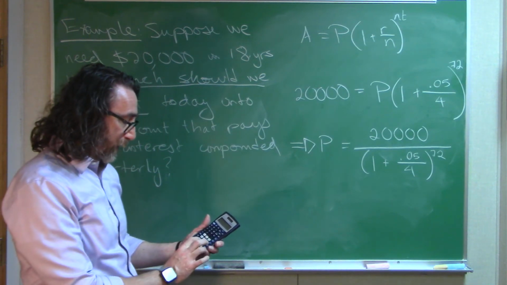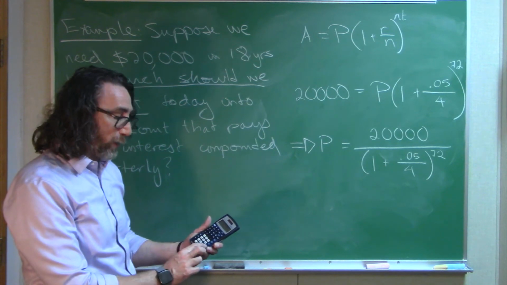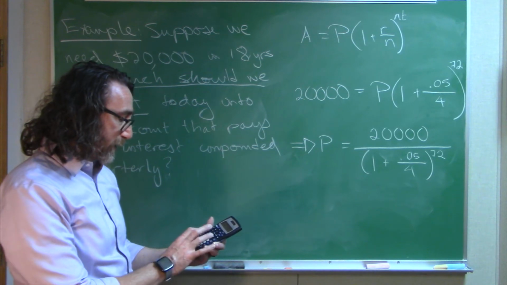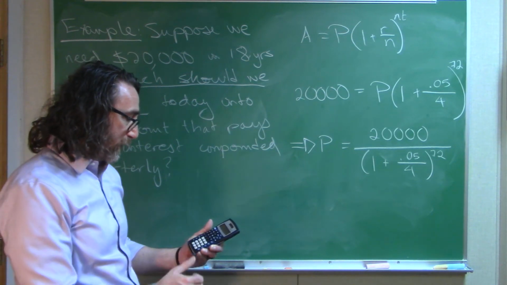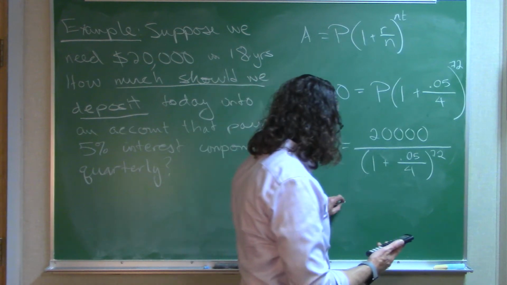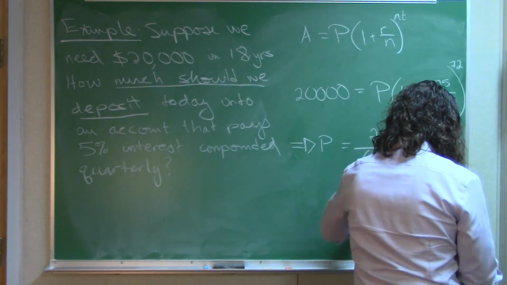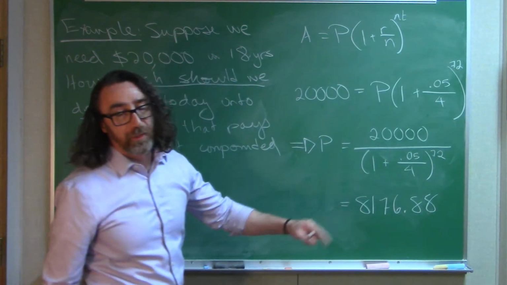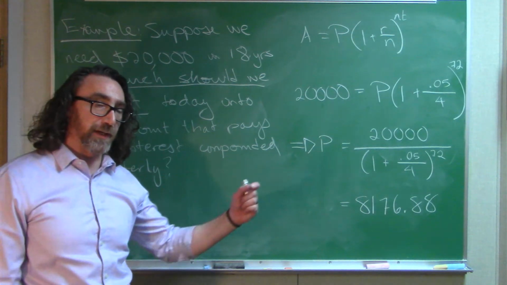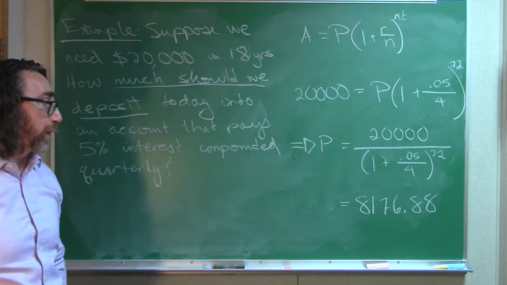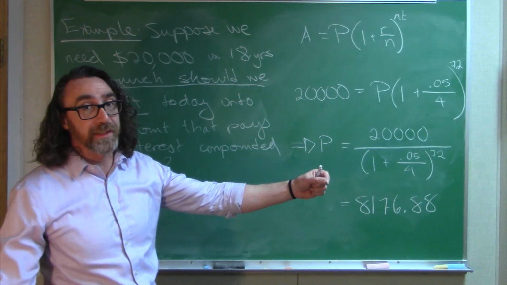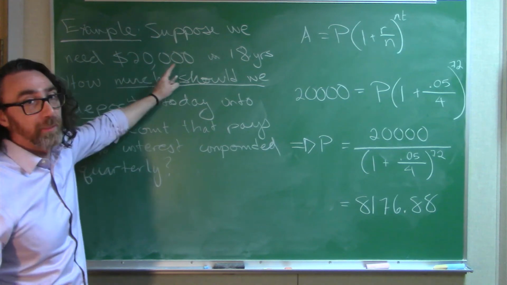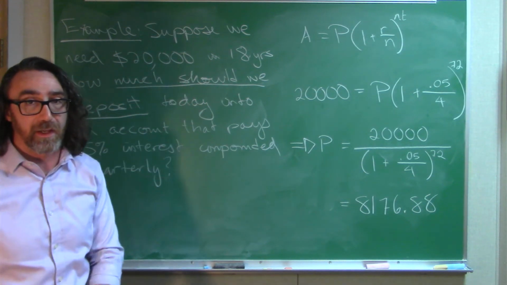And once we're here, I can enter this just as it looks. 20,000 divide by, left parenthesis, 1 plus 0.05 divided by 4, right parenthesis, exponent 72 equals. So, this is telling me that if I deposit $8,176.88 into this account and I let it grow for those 18 years, then after that time is over, I'll have my $20,000 that I want for the kids' college fund.